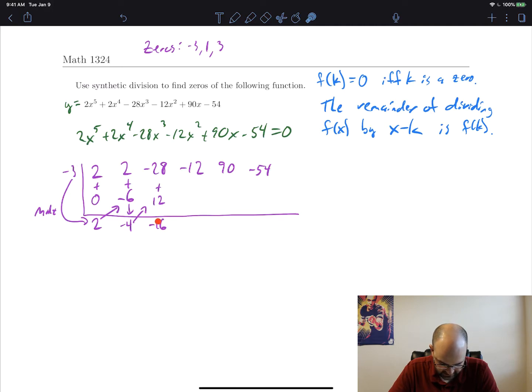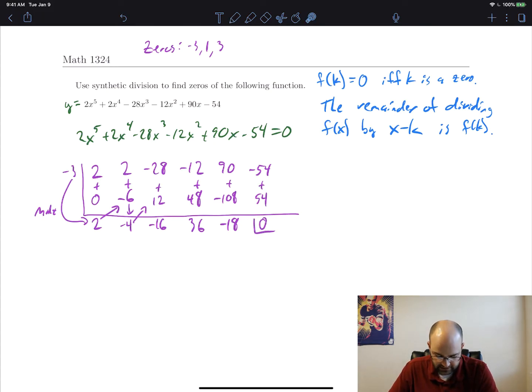Then -3 times -16 is +48. Then -12 plus 48 is 36, I believe. -3 times 36 is -108. And then add here, 90 plus -108 is 90 minus 108. What would that be? -18. And then negative 3 times negative 18 will be positive 54. And negative 54 plus 54 is 0.